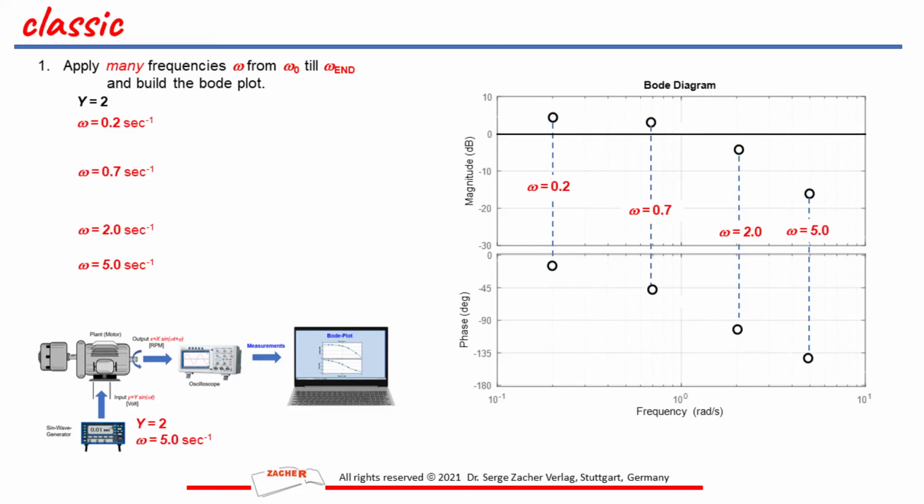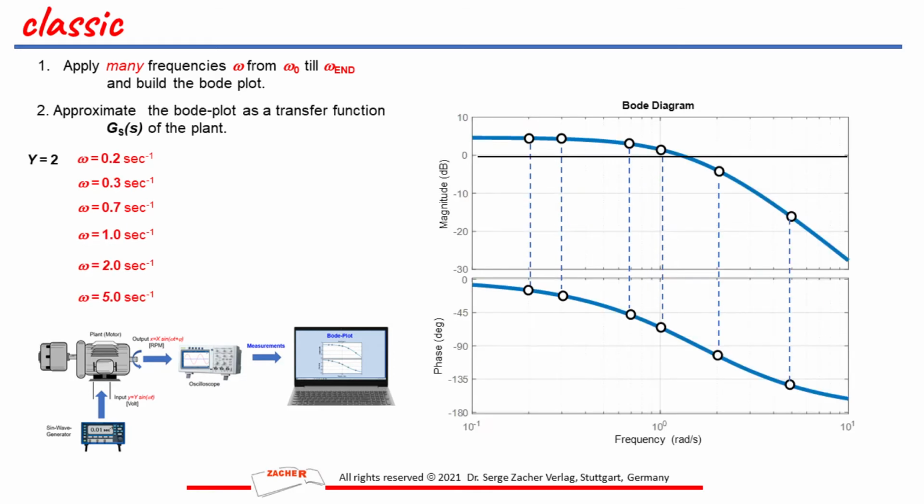As you have seen, the magnitude at the frequency 5.0 was very small, so there is no sense to increase the frequency further. We repeat the experiment for 2 more frequencies and the result is shown in the Bode plot. As you've seen, we have done 6 experiments to build the Bode plot completely. The next step of the classic control adjustment is to approximate the Bode plot to define the transfer function of the plant. It is shown in the next figures without comments.